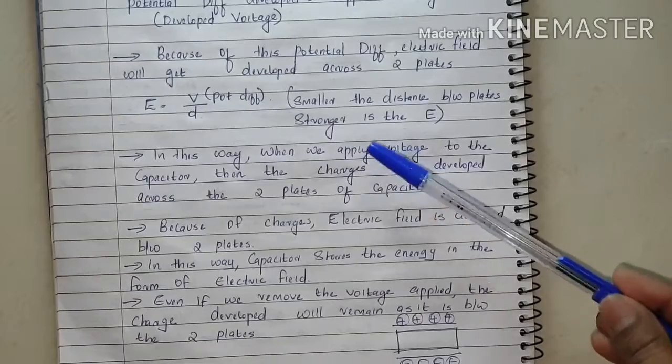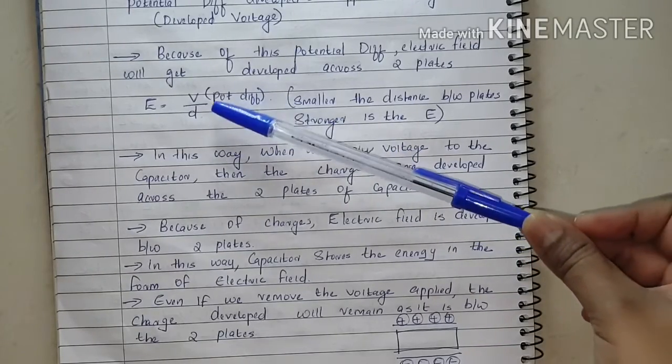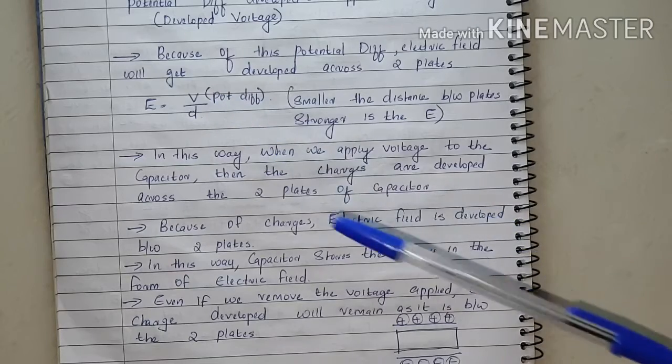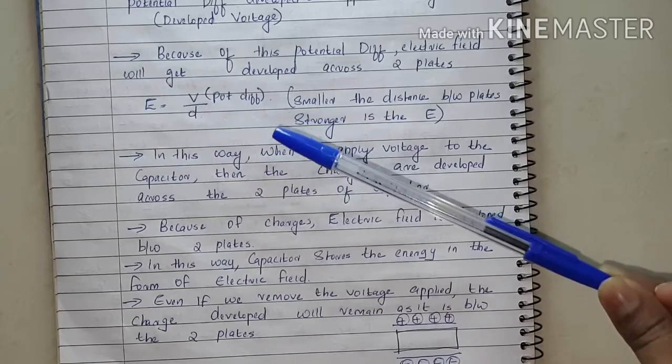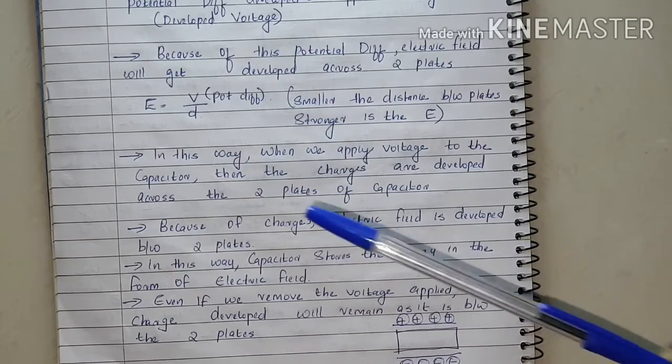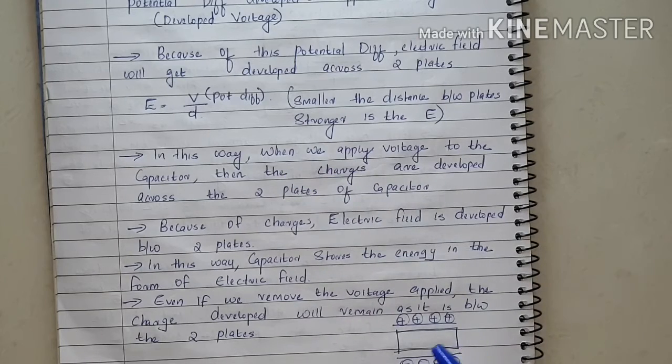So, the equation for electric field can be written as V divided by D, where V is the potential difference and D is the distance between the two parallel plates. Even if we remove the voltage applied, the charge developed will remain as it is in between the two plates.